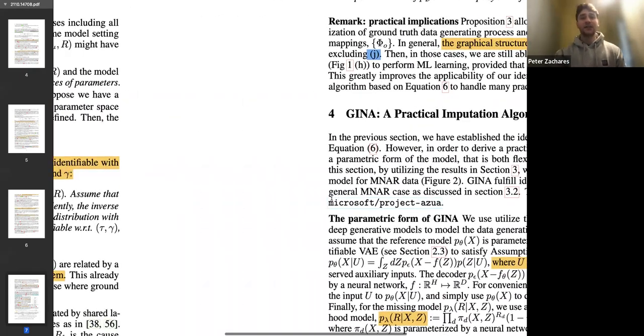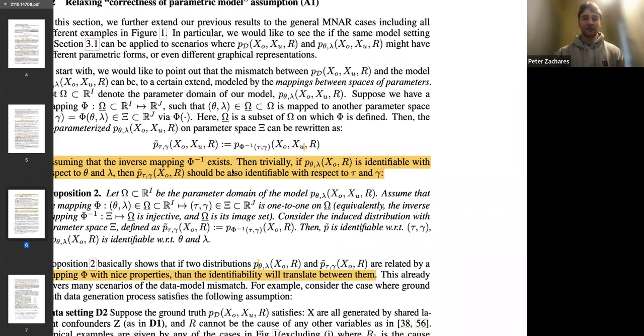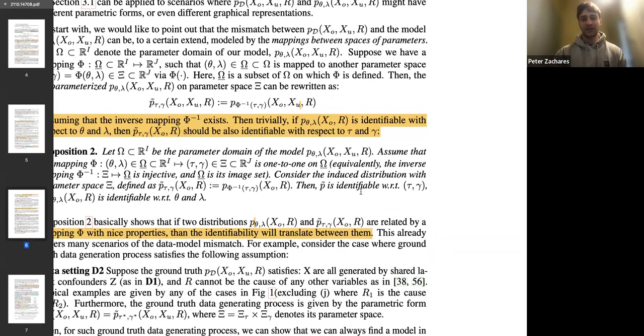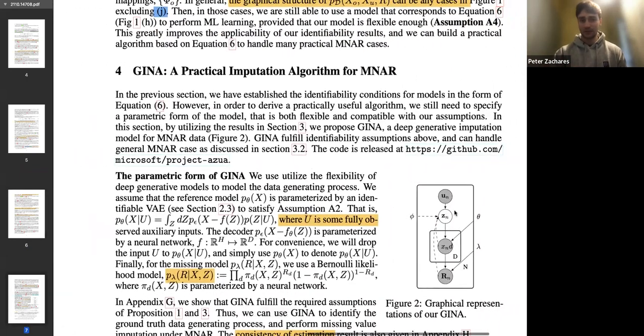So basically, in the first setting, they show that you can get an identifiable model, and then they say in the second setting, if you can define some kind of mapping that has an inverse between the parameter space that your model is in and the parameter space that the data is in, then your model is still identifiable. It's something along those lines. But if you want to know more, I definitely encourage you to read the paper.